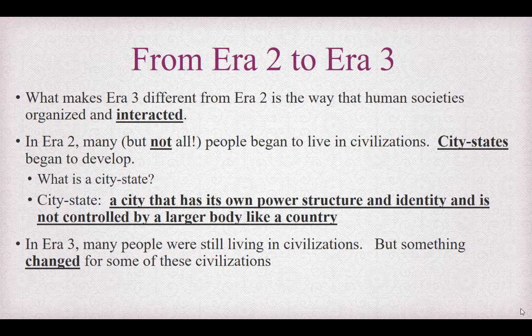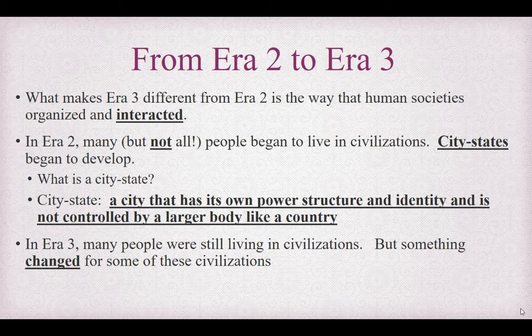In Era 3, however, many people will still be living in civilizations, but something is going to change. It's important to remember that eras are chunks of time that are grouped together based on patterns that we see. So in Era 2, the main pattern is people living in smaller farming societies with a monarch at the center of power, making the decisions, and a rigid social hierarchy where people could not change their circumstances. We have trade and cultural diffusion as technology develops.